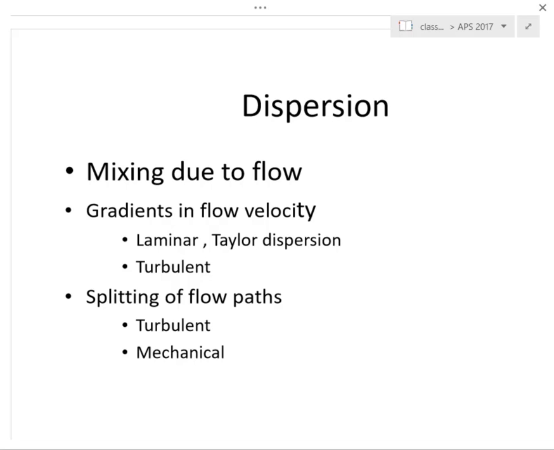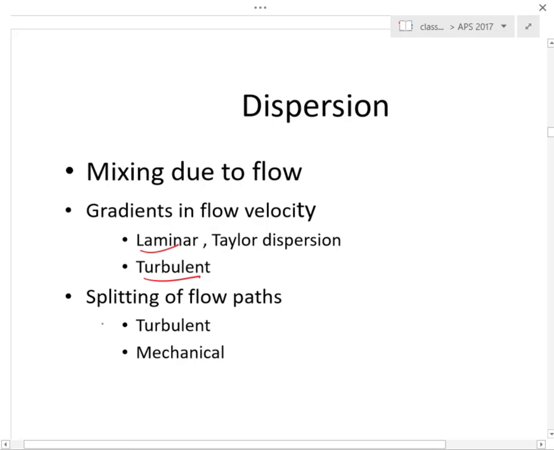Now we are also going to be interested in the process of dispersion. This is going to have a similar effect as diffusion, but it's conceptually different. So dispersion is going to be mixing that occurs as a result of flow processes. And there'll be a couple of things that can cause this. We can have gradients in the flow velocity. So if the flow changes spatially, then that will cause mixing. We can have that happen under laminar conditions and under turbulence.